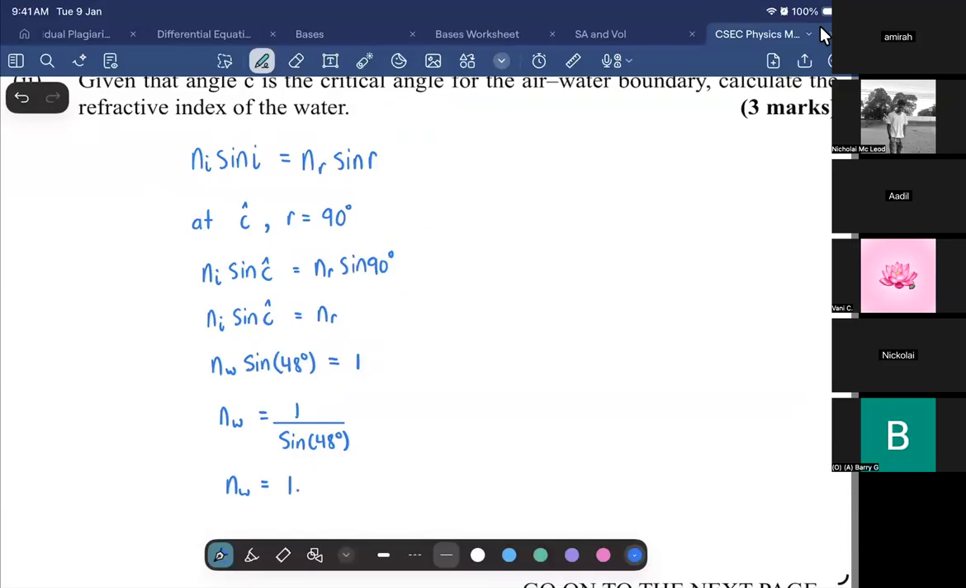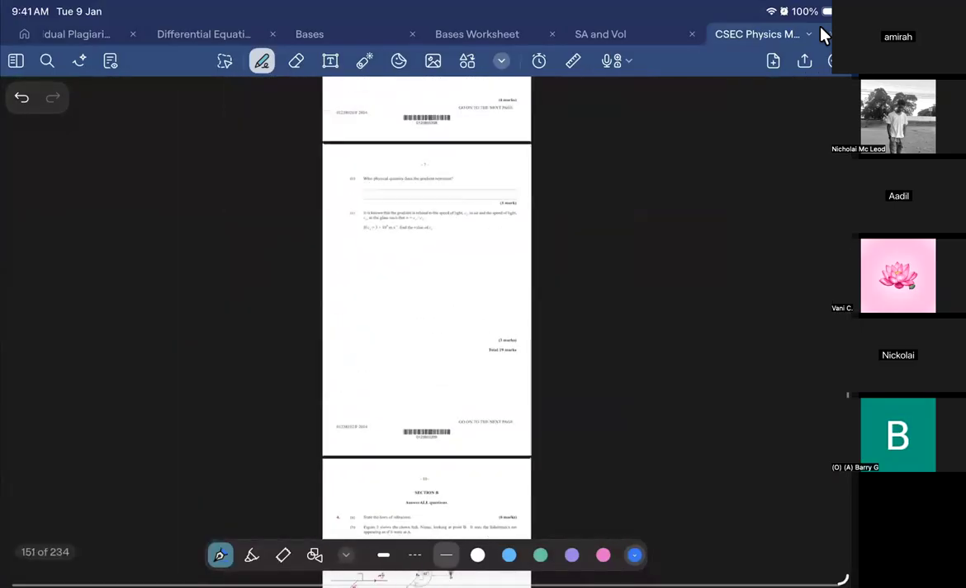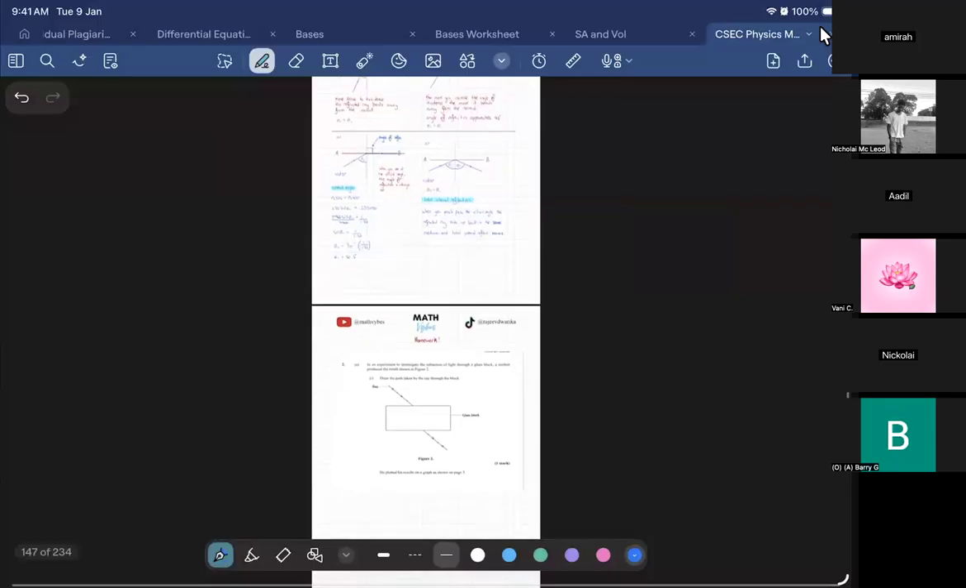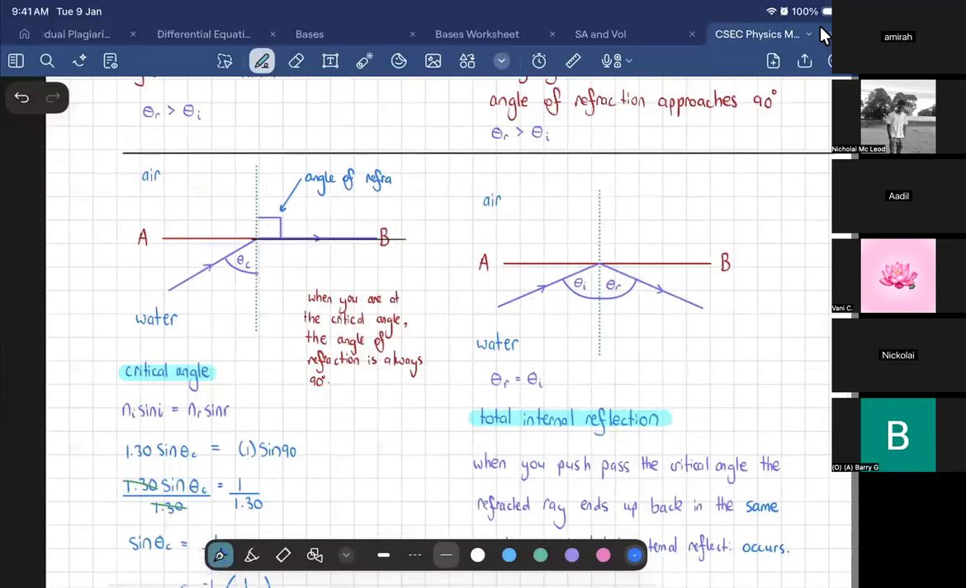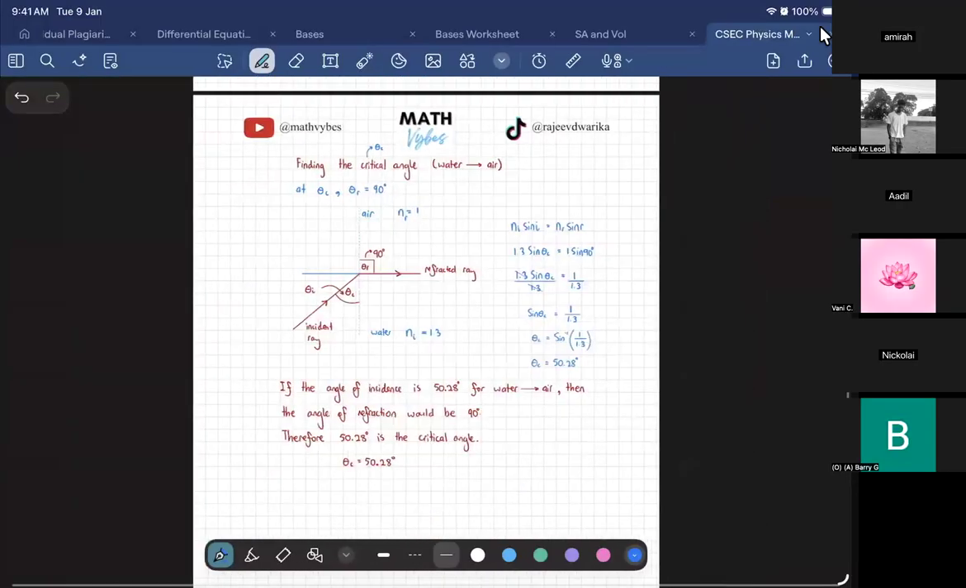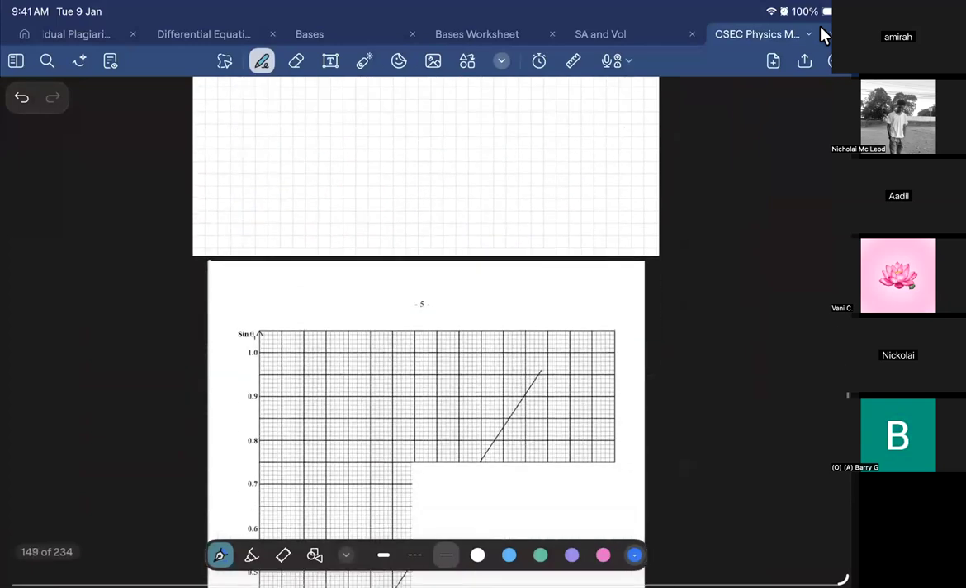1.34, sir. Or 1.35. Now you probably realize that is a bit different from the one we were dealing with. If you notice, when we did the proof, I told you that the refractive index for water was what? 1.3. Yes, you see it's slightly different because of the different refractive index.